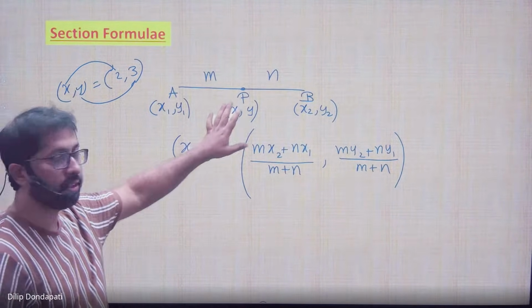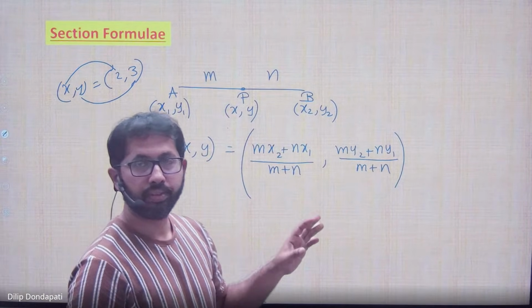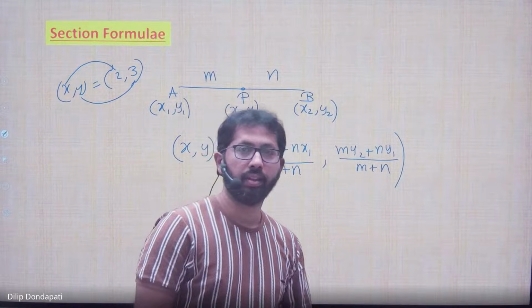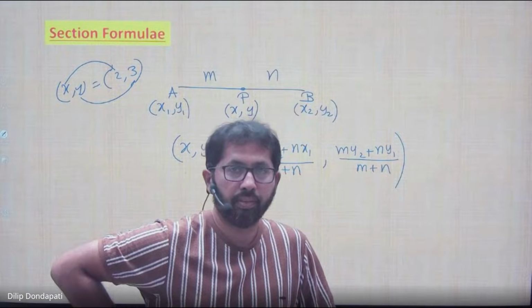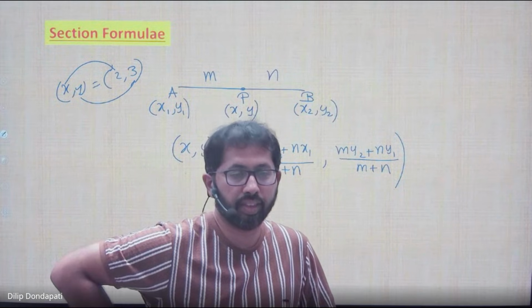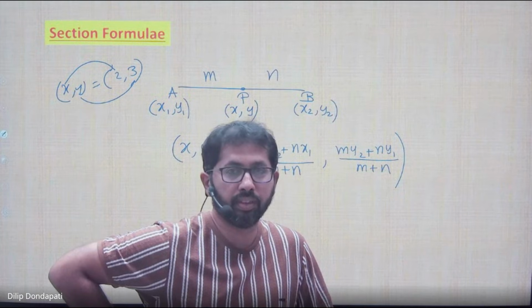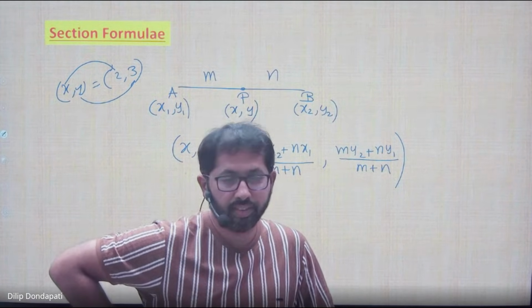We need the coordinates of P. So x comma y is equal to the formula: m x2 plus n x1 divided by m plus n. See, both have m plus n at the bottom, comma, and then m y2 plus n y1 by m plus n. Do you know it, Siddharth? Say the formula, Siddharth. Are you there, Siddharth? Say it. Yes, sir.